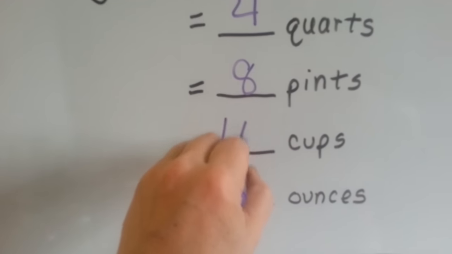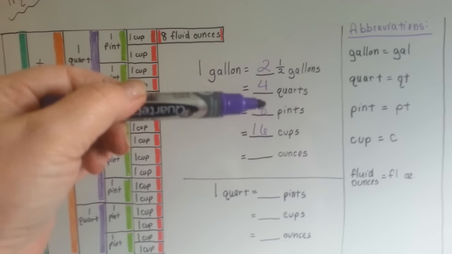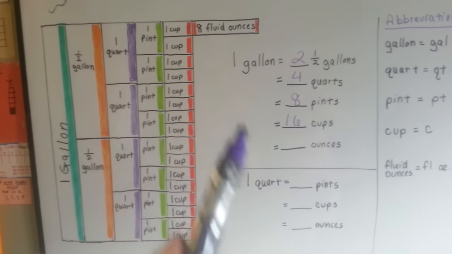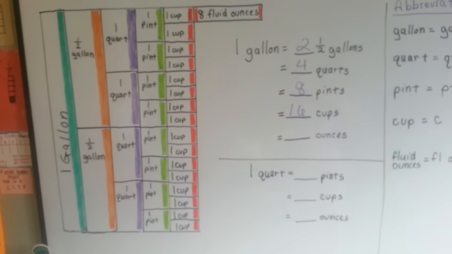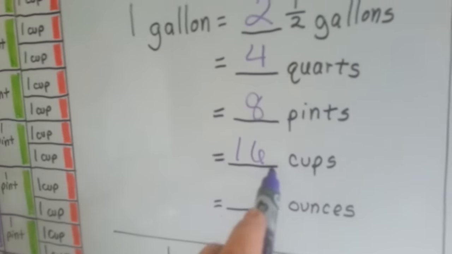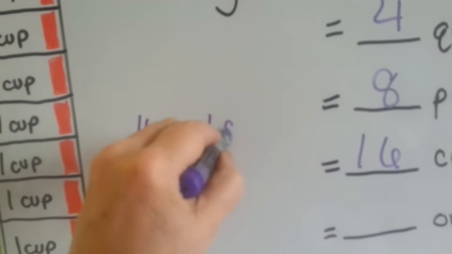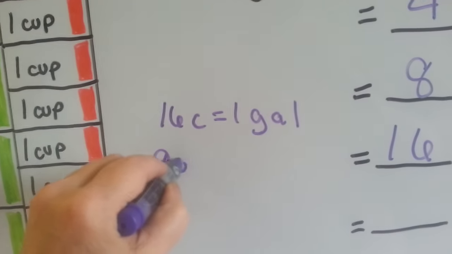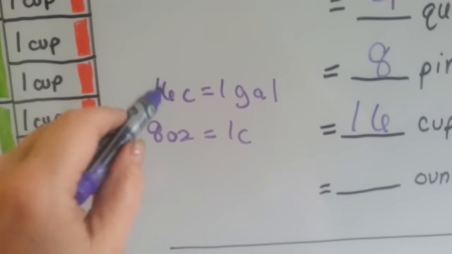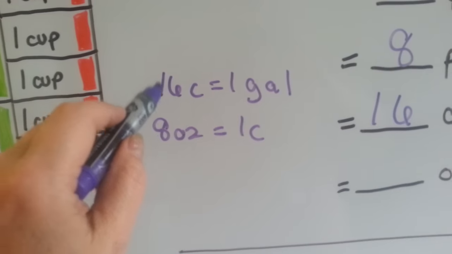Do you see what the measurements did? 2, 4, 8, 16. 2 doubled into 4, 4 doubled into 8, and 8 doubled into 16. Now there's 8 fluid ounces in each cup. So how many ounces would be in a gallon? If each cup was 8 fluid ounces, okay, there's 16 cups in a gallon. 16 of these are in a gallon, 8 ounces are in just one of them. So we need to do 16 times 8.